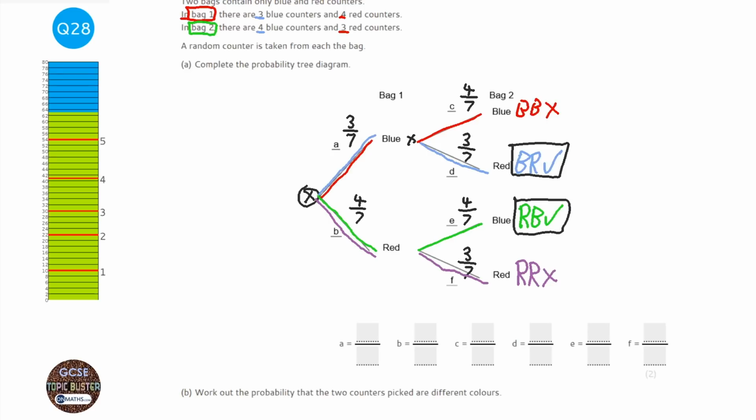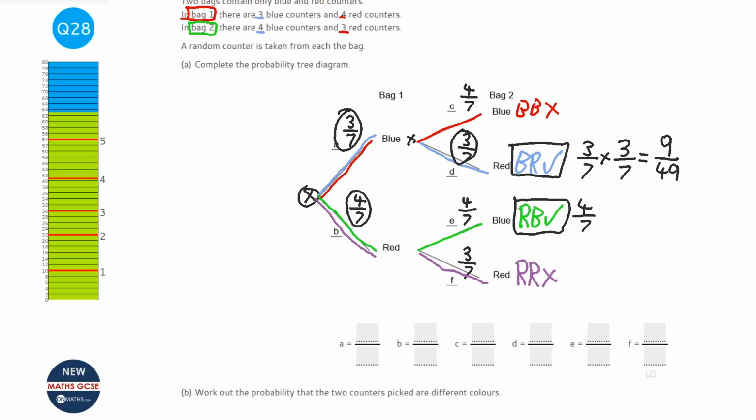Now the way of working out the probability of ending on either of those is just to write down the fractions that you passed to get there. So I passed this one, so 3 over 7, and I passed this one, so another 3 over 7. And then what you do is you times them. Now to times fractions you just times the tops times the bottoms. So 3 times 3 is 9, 7 times 7 is 49. Let's do the same with the red and then blue. So we passed a 4 over 7, and we passed another 4 over 7. And let's times them. So that's going to be 16 over 49.